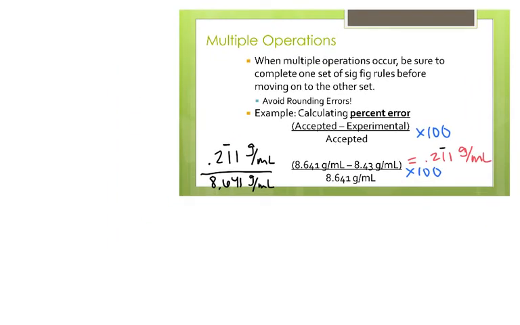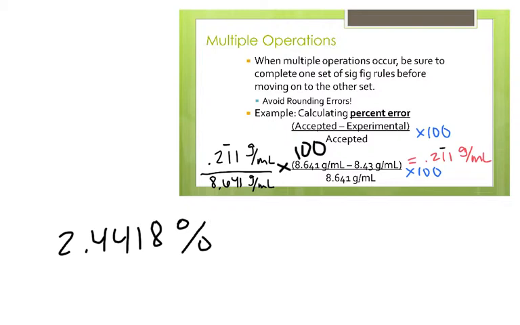If I divide those two numbers, 0.211 divided by 8.641, and then multiply it by 100, since I'm dealing with a percent error here, my answer is 2.4418 continuing percent. Notice the grams per milliliter cancels out. Now, since I'm dividing, I have to do lowest number of significant figures. The bottom number, or denominator, has 4 significant figures, 8.641. The top, remember, only has 2 because I drew that bar over it. So my answer needs to be in 2 significant figures, and therefore my percent error would be 2.4%.